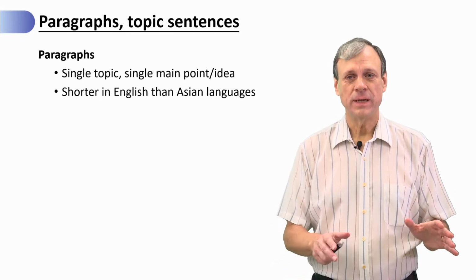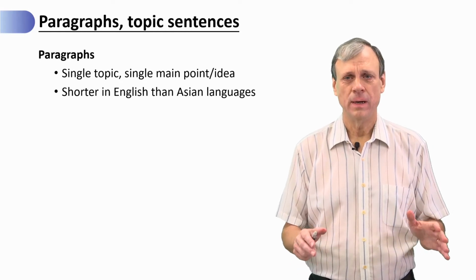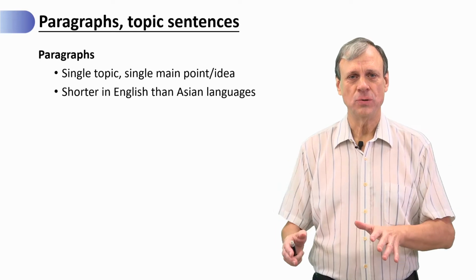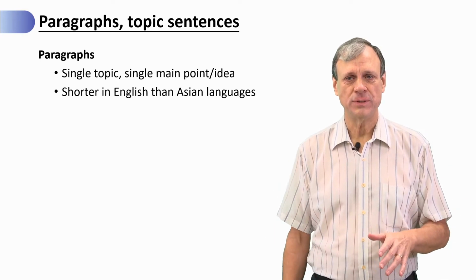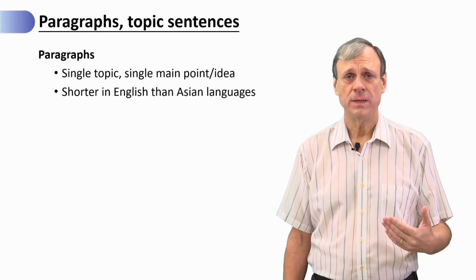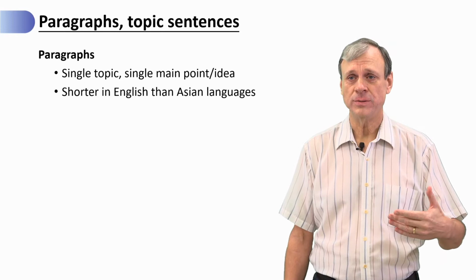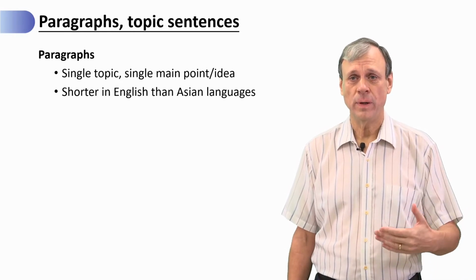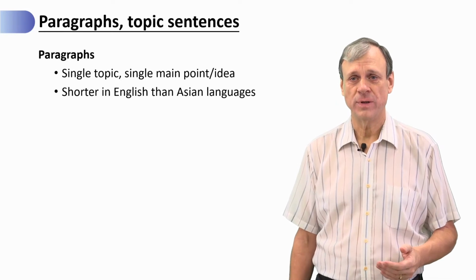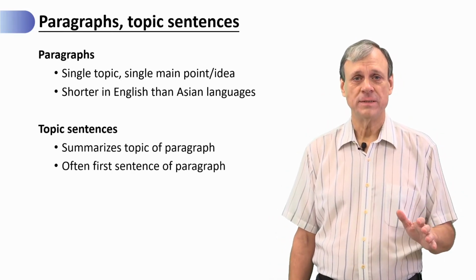In English, every single paragraph should have a single topic, a main point, a main idea. Now, paragraphs in English are usually shorter than in most Asian languages. Asian languages frequently will have several main ideas in one paragraph. And so, particularly with Asian writers, you may find more than one main idea in a paragraph if they've carried over from their language.